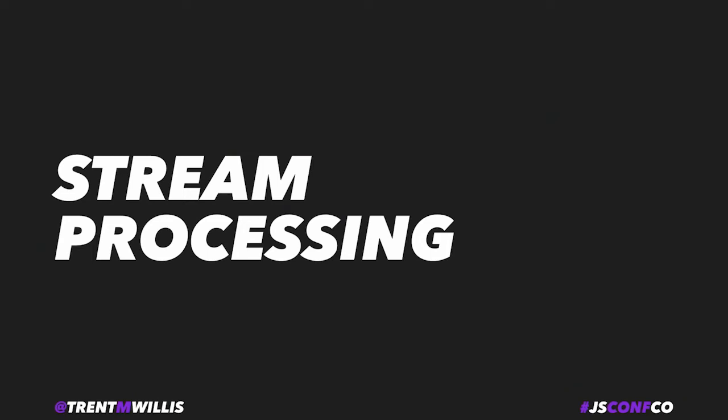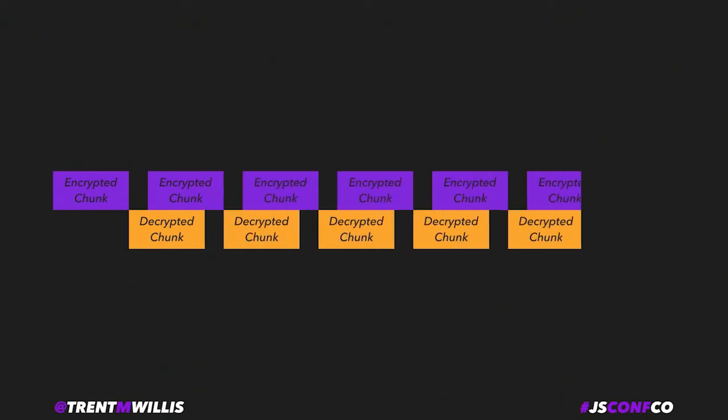Now, if you're not familiar with stream processing, you might wonder how this helps, because we still have to do the same amount of work on the same amount of data. So let's walk through the idea here. Like before, we begin by downloading a chunk of data. But after a little bit of that data has downloaded, we can actually begin decrypting that. And as that decryption is happening, we can download more data.